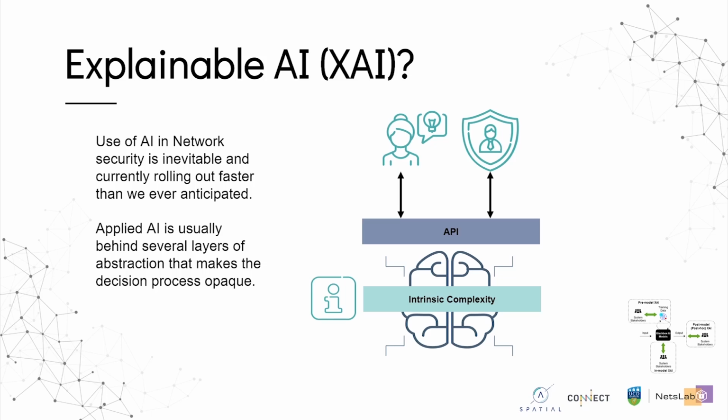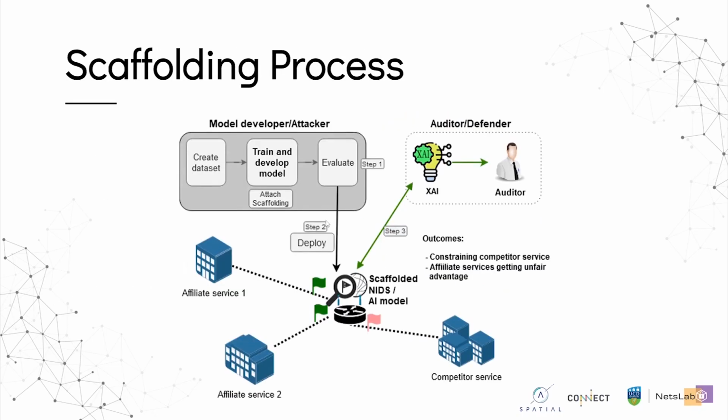What is explainable AI? The use of AI in network security is growing rapidly, faster than we ever expected. But as AI systems become more complex, they get hidden under layers of abstraction, making the decision making processes hard to understand. We have seen that in ChatGPT and many other modern AI models. In an Ipsos survey, 59% of people in the US are concerned about not understanding how AI algorithms work. And sometimes that lack of clarity is unintentional, but in other cases, it can be intentional.